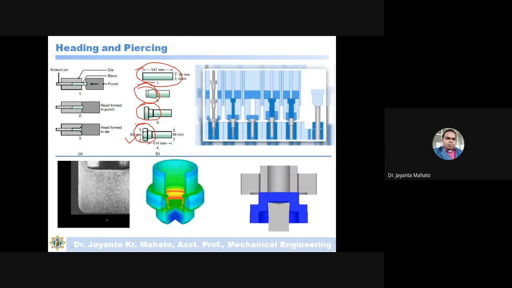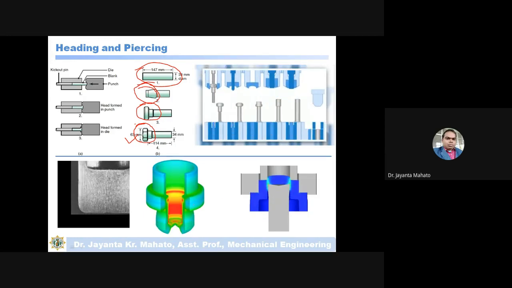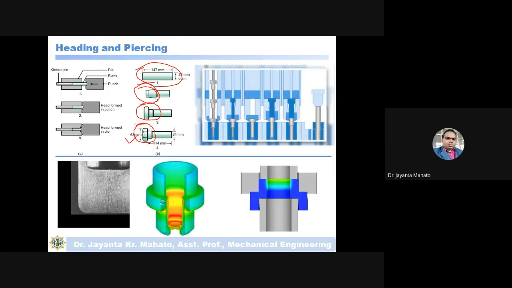Okay, so this is the piercing operation.